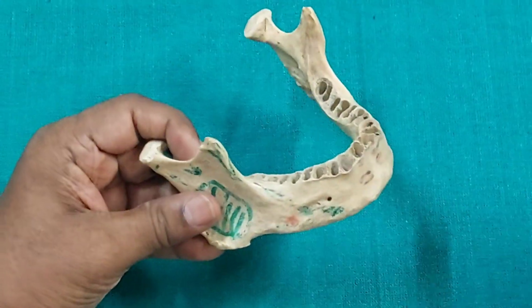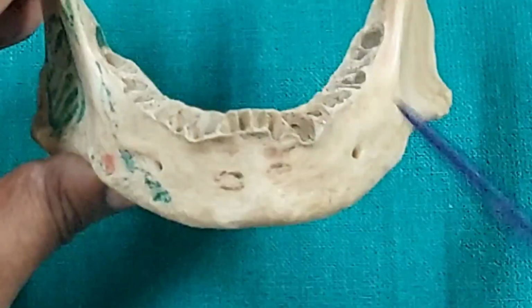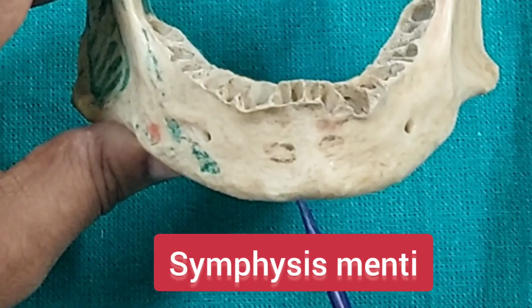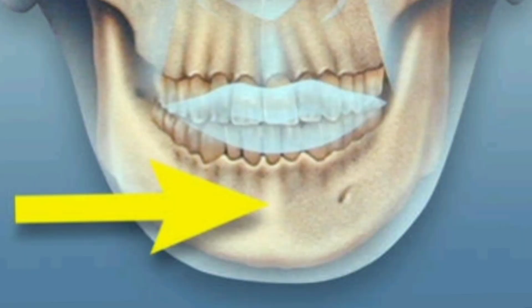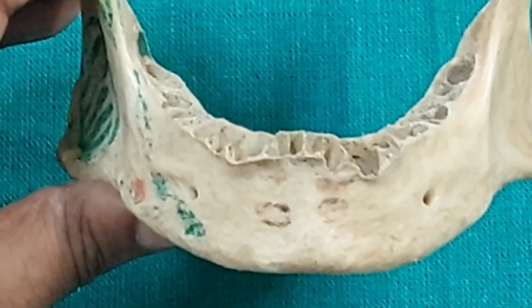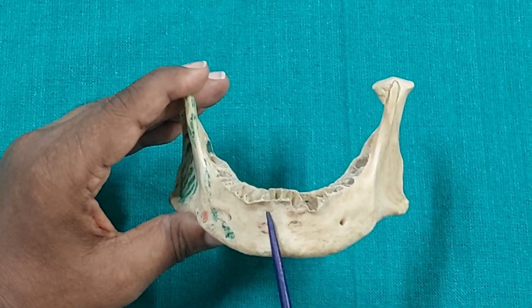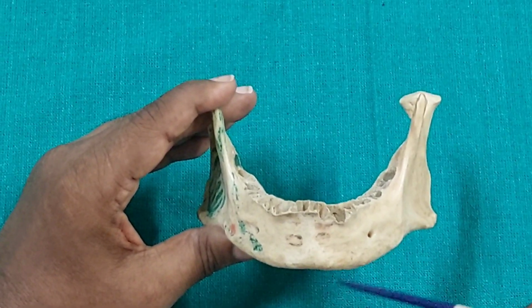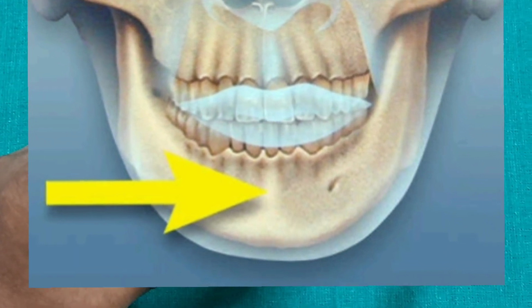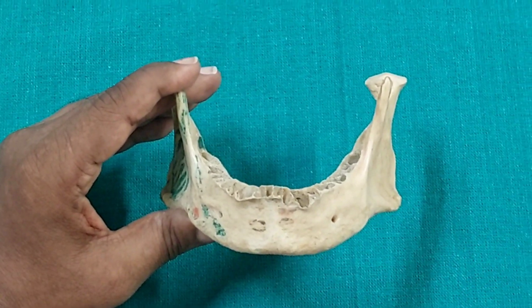This is the external surface. Here in the midline there is a ridge. This is called symphysis menti. It is the union between the two halves of the mandible. Before birth, the mandible has two parts, right and left half, united by fibrous tissue in the midline. But after birth, within 1 to 2 years, these two halves unite and form the symphysis menti.